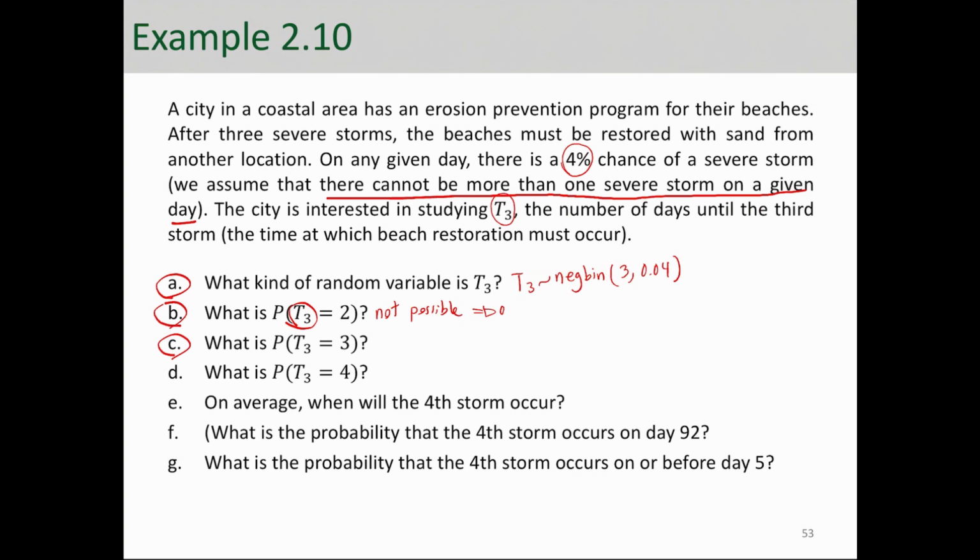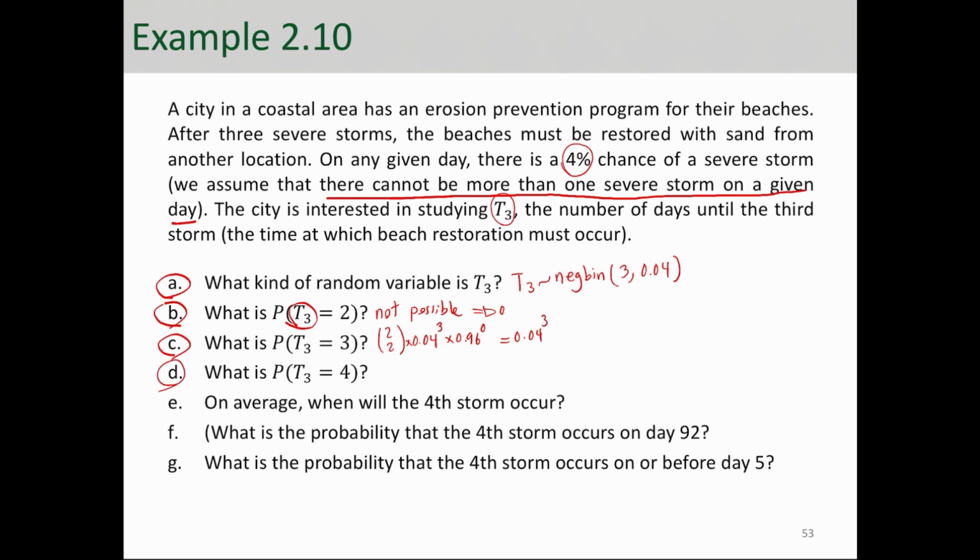What is probability of T3 being equal to 3, meaning that it takes 3 days to get to the third storm. So every day we need to have a storm. So we can calculate that probability using the PMF formula that we have, and that would be equal to 2 choose 2 times 0.04 to 3 times 0.96 to 0. Well, 0.96 to 0 is 1. 2 choose 2 is also 1. So the probability is really 0.04 cubed.